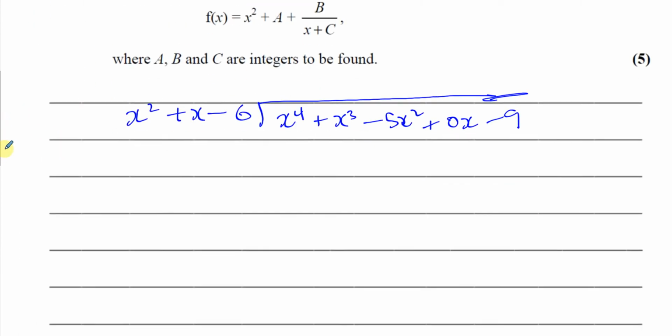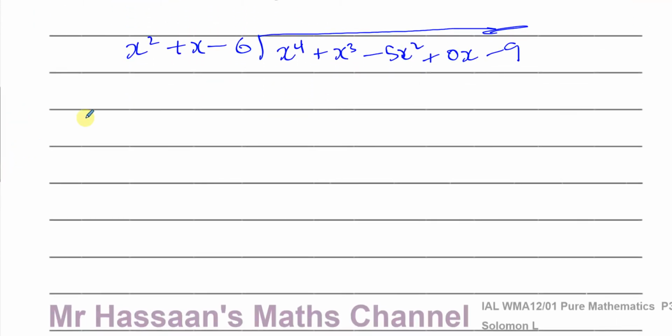Okay, now we're going to do this division. Let me just make that look a bit neater. Okay, that's better. Now, what I'm going to do is x squared into x to the power 4. So how many times does x squared go into x to the power 4? Well, it goes in x squared times, because x squared times x squared is x to the power 4.